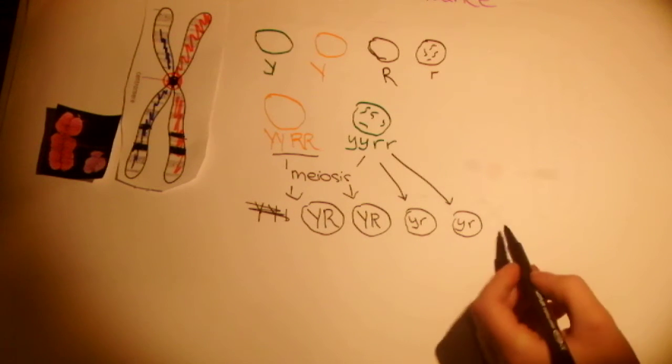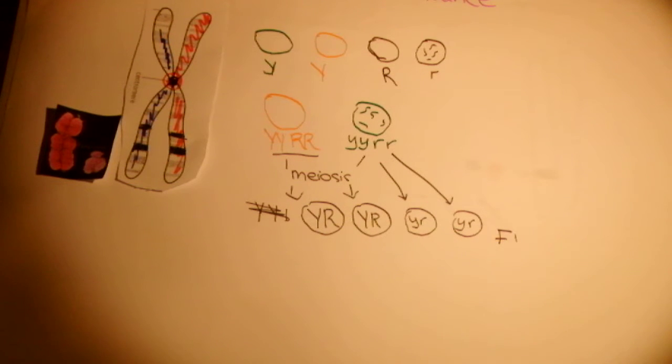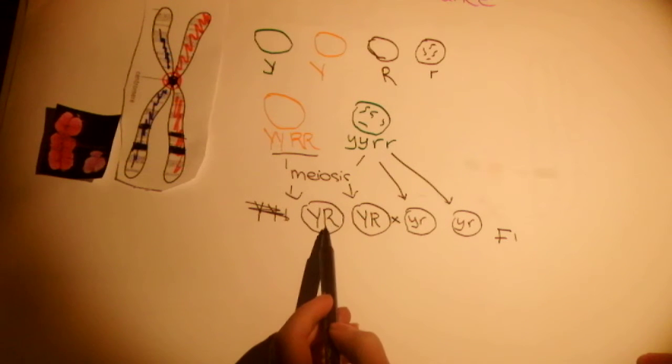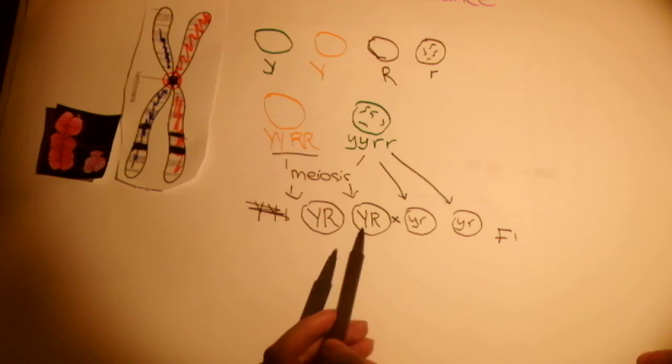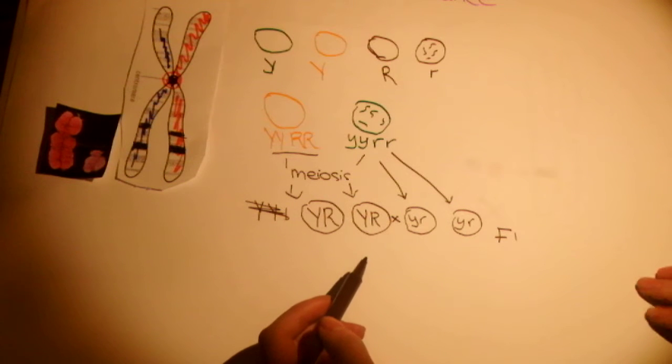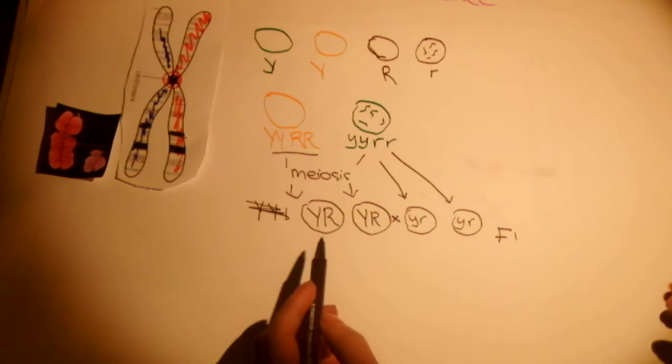And remember, this is the F1 generation, because this is the first generation that we're finding out about. All of the offspring in the F1 generation have heterozygous genotypes. So, as you can see, all of these here are heterozygous. You can find the heterozygous when you do your table.